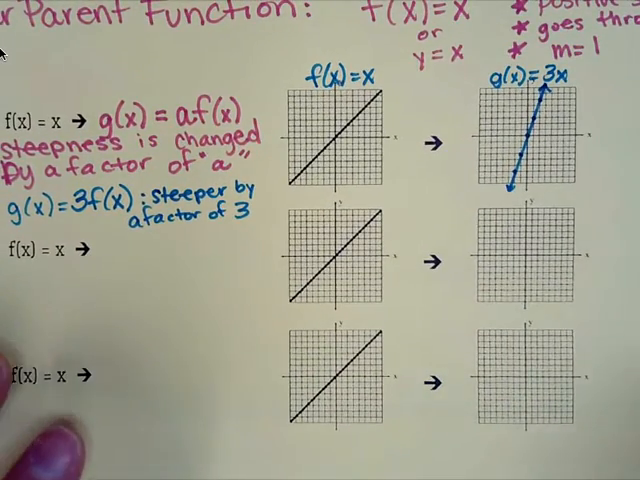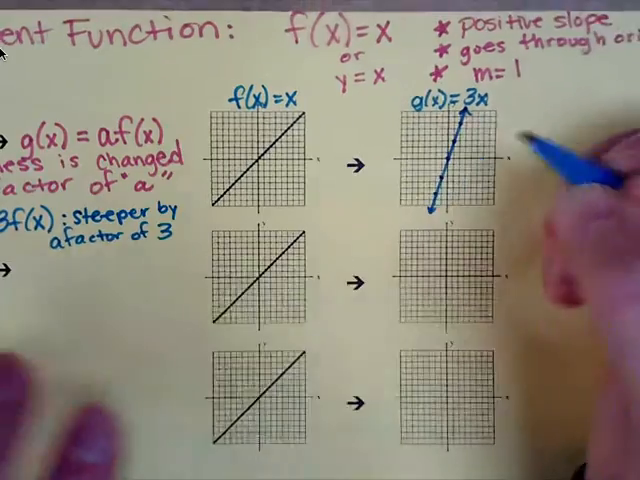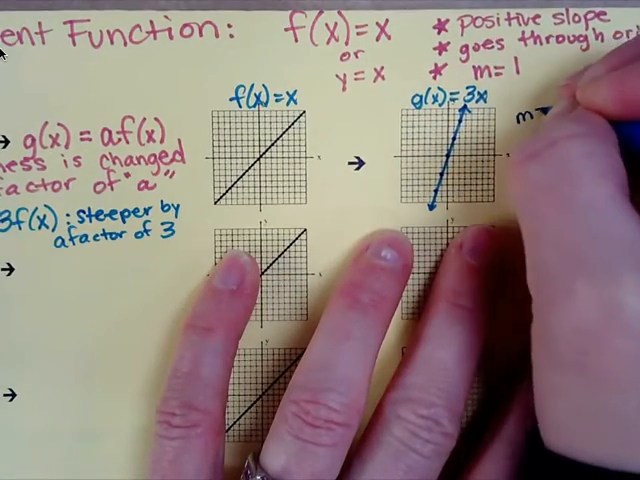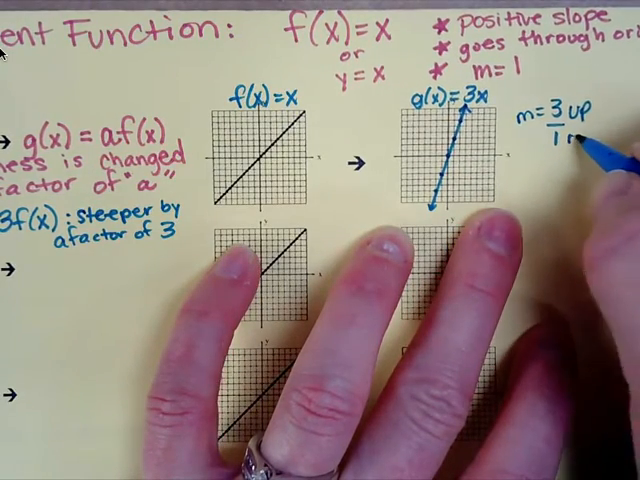Wait, how did you do it? So I plotted my 0, 0, because that's my y-intercept. And then I did my slope, 3 over 1. So rise, go up 3, right 1.